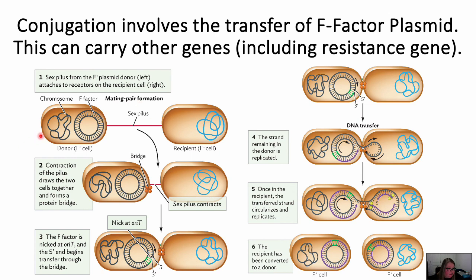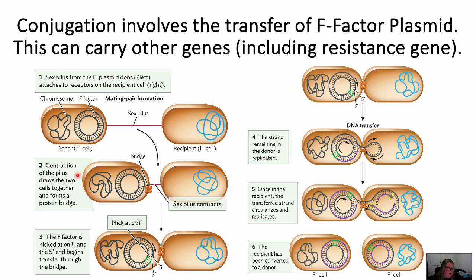So we have our donor cell here. We can see its chromosome and we can see the plasmid. This plasmid has what is called the F factor on it. This is going to be very important. This is our recipient cell. We can see that it does not have the plasmid. So what's going to happen is the donor cell is going to extend its conjugation pilus and attach to the recipient cell.